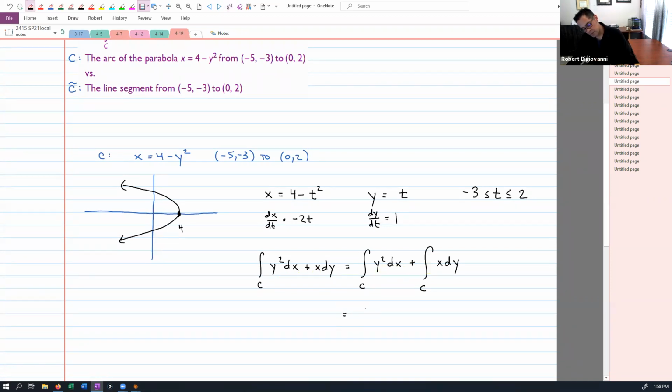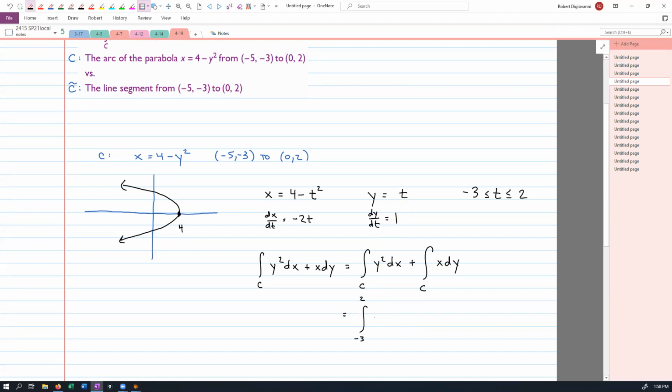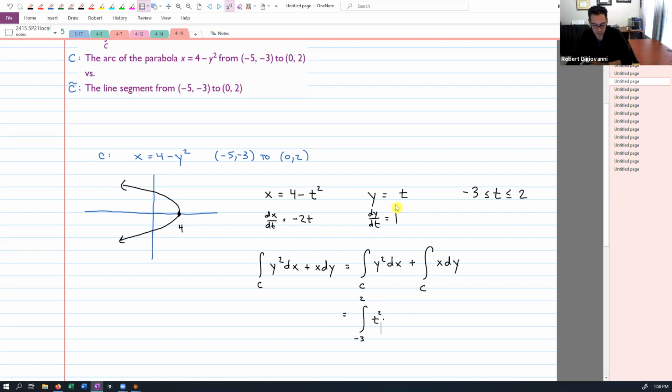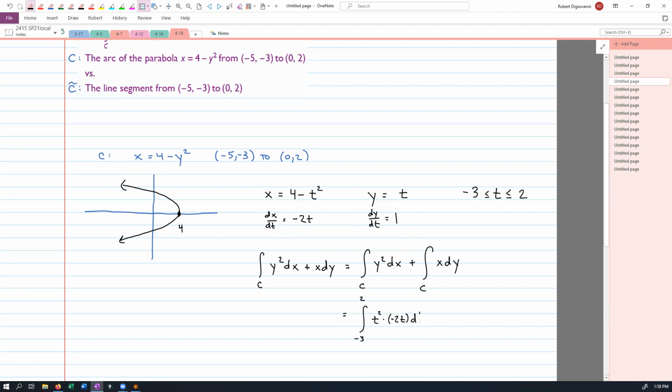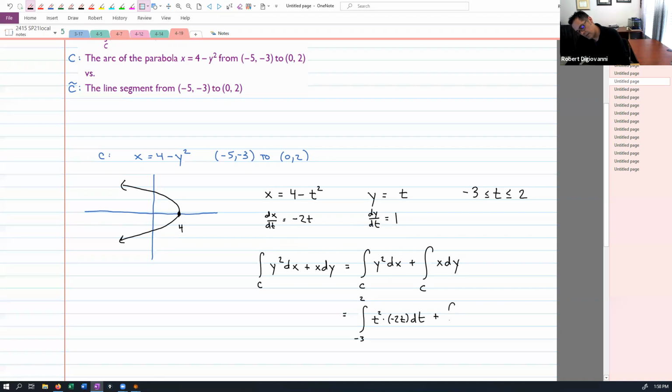Now this equals the integral from -3 to 2 of y squared. What's y squared for us? t squared. Times what's dx? 1. Oh, careful, that's negative. dy, 2t. dx is -2t, right? -2t dt. Plus the integral from -3 to 2. And now x is this, and then dy, but dy is 1.